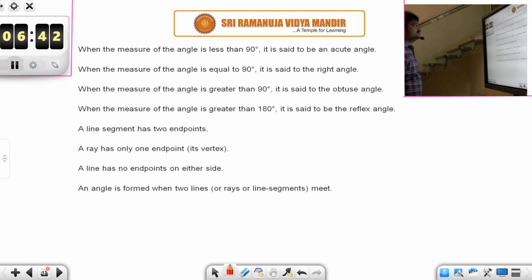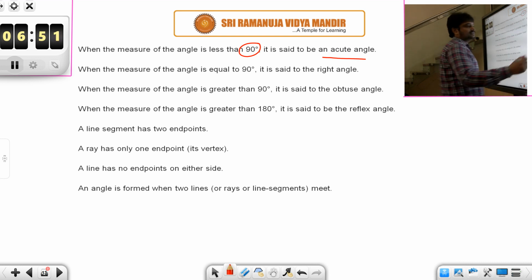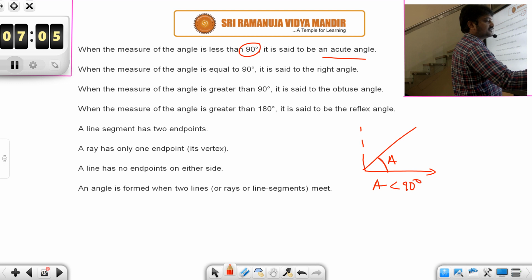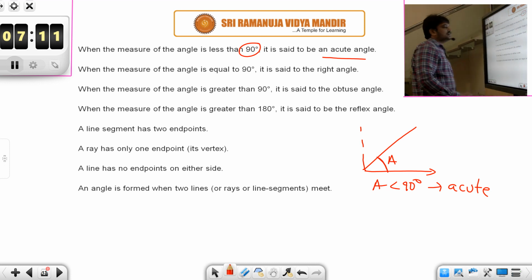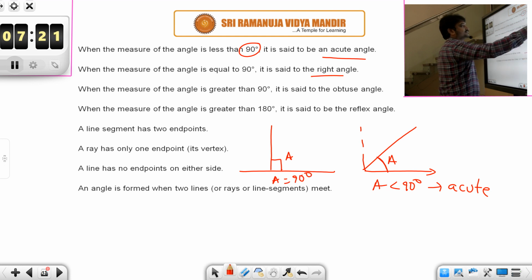And then these are some terms again you should be well familiar with. When the measure of the angle is less than 90 degrees, then it is said to be an acute angle. That is, suppose, so this is the angle. Okay, this entire thing is 90. If the angle is less than 90, then we will call this an acute angle. And when the measure is exactly 90 degrees, then we will call it a right angle.